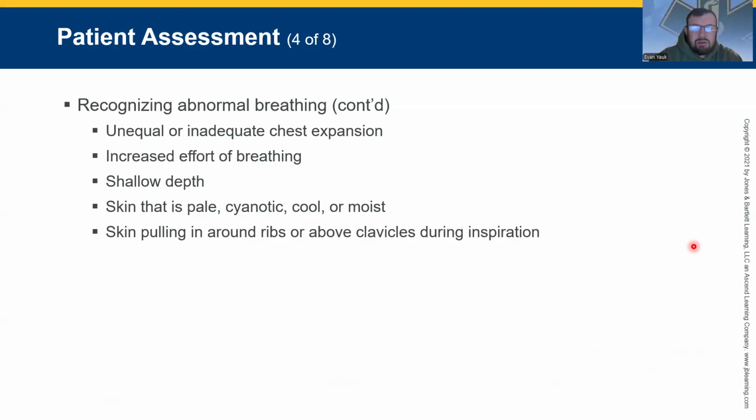Skin that is pale, cyanotic, cool, or moist. Skin pulling in around the ribs or above the clavicles during inspiration. When we did our patient assessment on Tuesday, we discussed all this. This would be work of breathing. This would be signs that we can see.